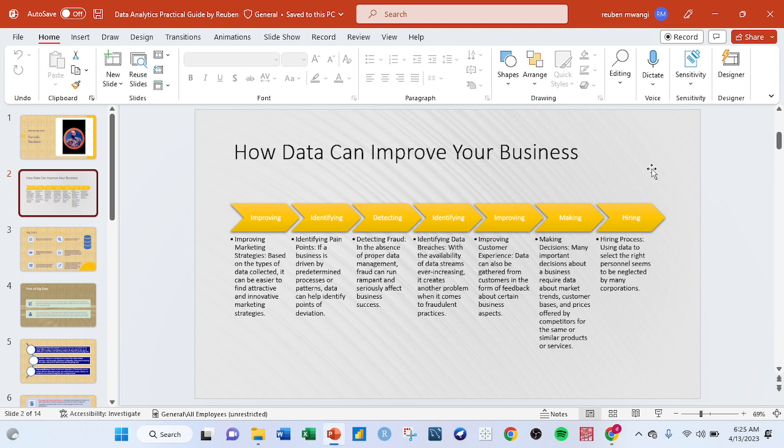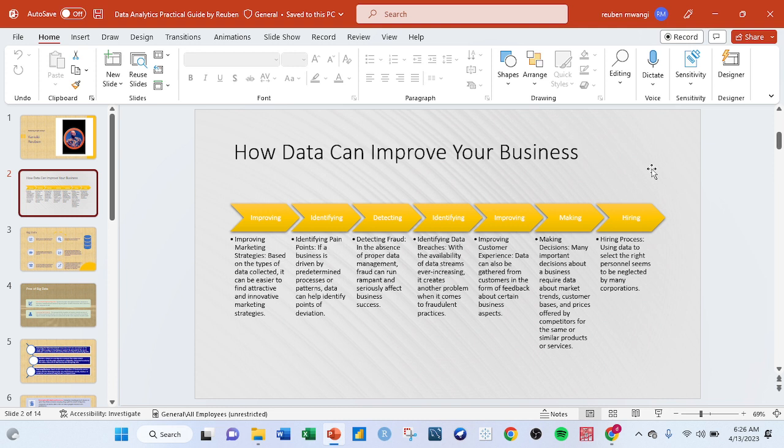Based on the type of data you collect, it can be easier to find attractive and innovative marketing strategies. For example, if you collect customers' data most of the time, this is a qualitative type of data. There is a high probability that you're going to understand your customers, maybe the product that they prefer. So you can come up with personalization of product, depending on your understanding of the customer's information. This would be of great impact when it comes to marketing.